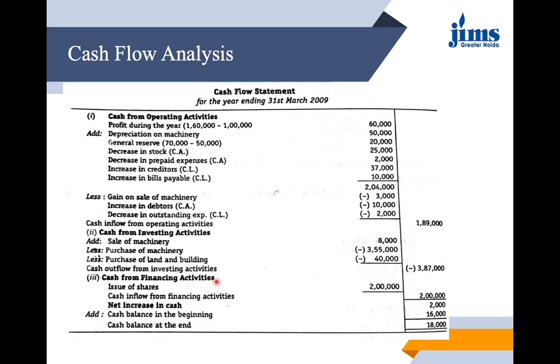Now, if we look at financing activities, we have an increase in shares, so issuing shares for rupees 2 lakh, and no other activities are given under this head. So 2 lakh rupees is the cash flow from financing activities. Finally, after sorting out the amounts from the three activities, there is a net increase in cash of rupees 2,000. We are supposed to add the cash balance in the beginning, that is 16,000, and obtain the cash balance at the end, that is 18,000.